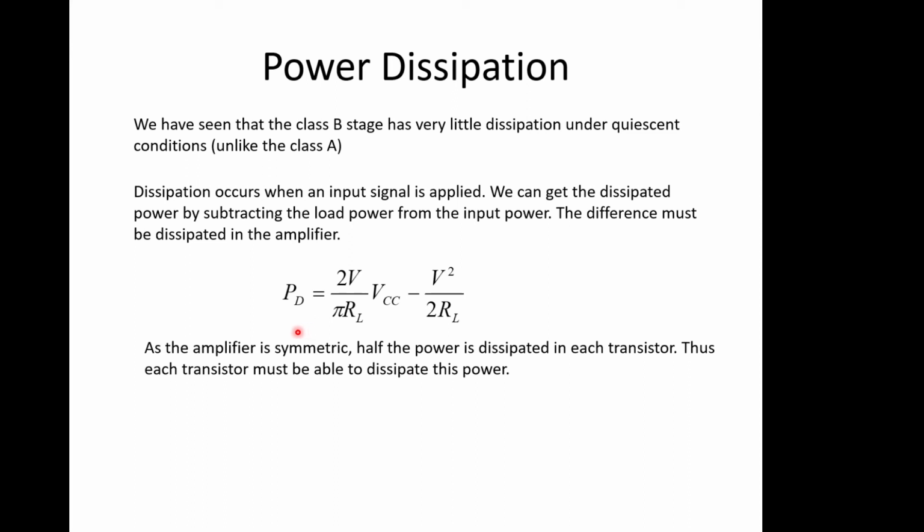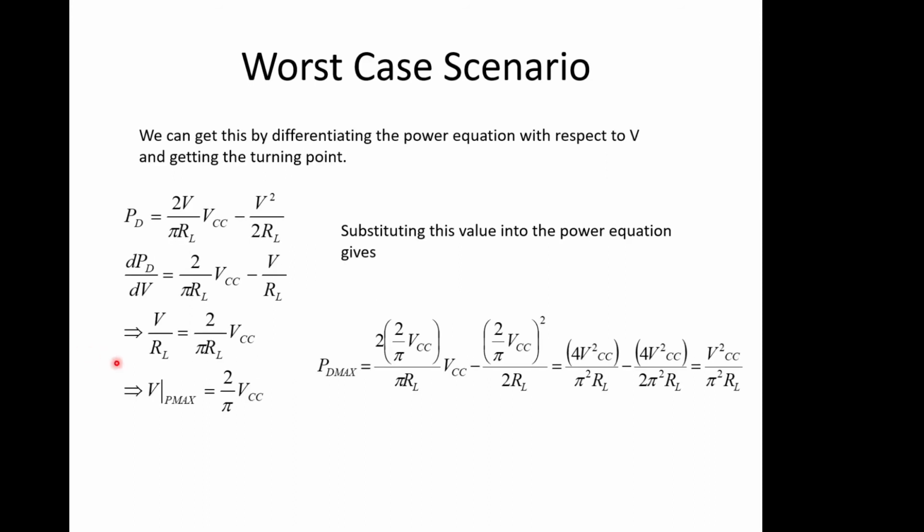So in terms of the dissipation or wastage, if you like, where does this wasted power go? This is the level that we're interested in, and it obviously varies depending on the level of the signal, and the signal will vary with time if it's a sine wave. The whole thing is symmetric, and so half the power is dissipated in each transistor. So each transistor must be able to dissipate this power, and that's what we have to design for. So we'd like to know where the worst case of dissipation actually is, and we get this by differentiating that power equation with respect to V, which is the size of the input signal.